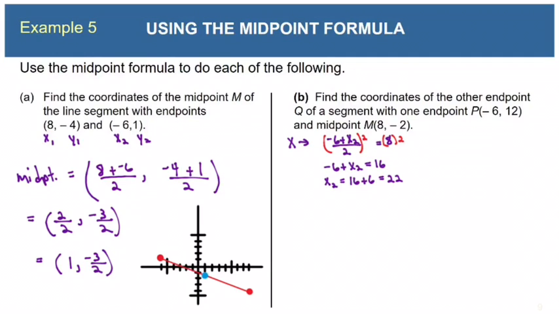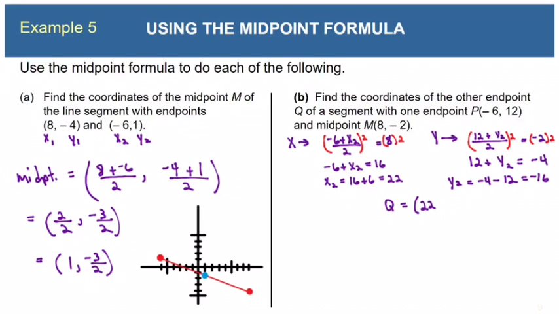For the y, we'll do the same thing. We know that the average of 12 and the unknown y value should equal negative 2. So multiply both sides by 2, and we find out that 12 plus y2 is equal to negative 4. Now subtract 12 from both sides, and y2 is negative 4 minus 12, which is negative 16. So the other endpoint is 22, negative 16.